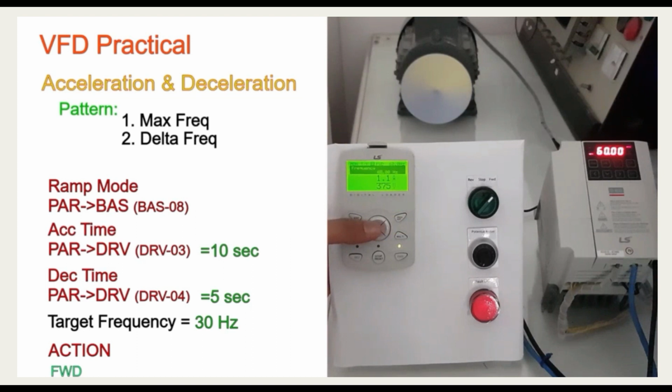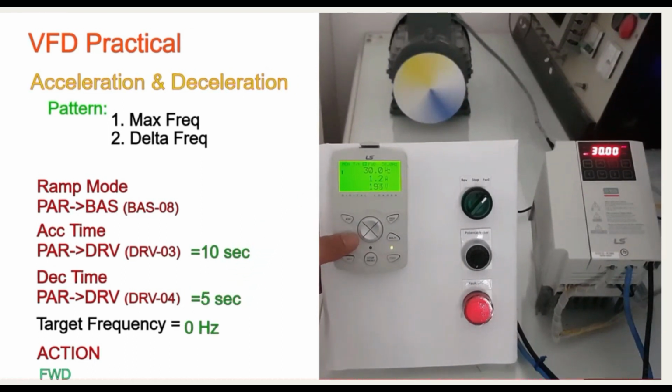Now let's find out what is the behavior in case of deceleration. Now keep in mind, deceleration time is set to 5 seconds. So you can see at the bottom of the screen, it took 5 seconds to get to 30. Now let me make the target as 0 Hz. And it took 5 seconds to get to the 0 Hz.